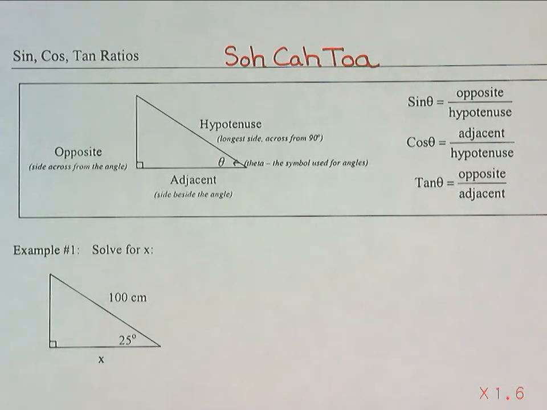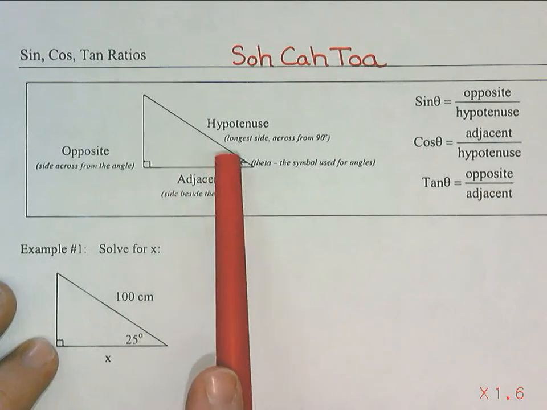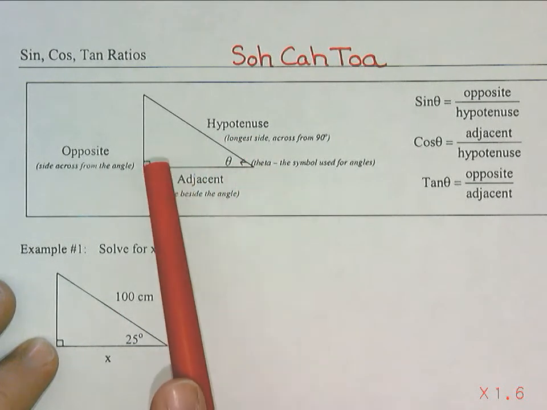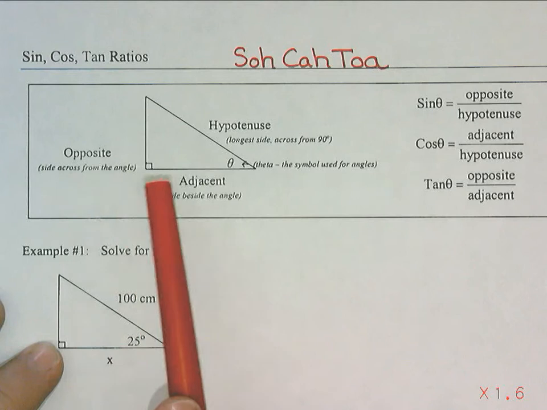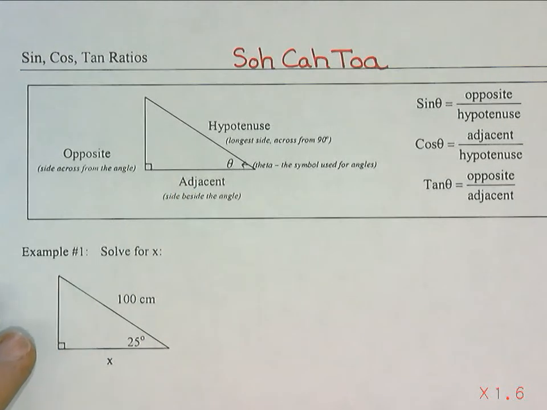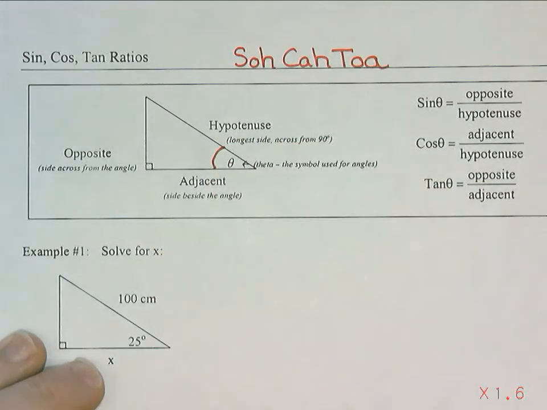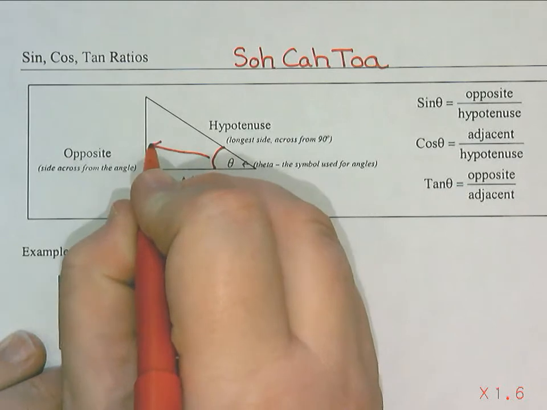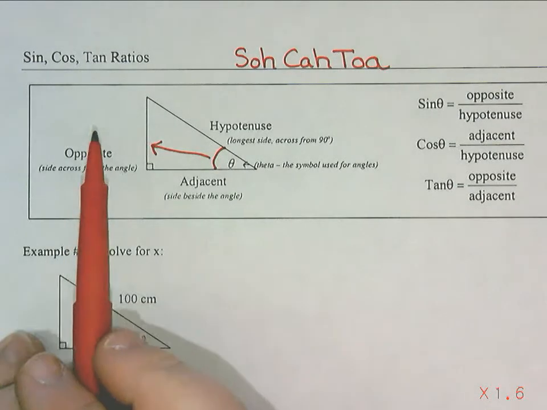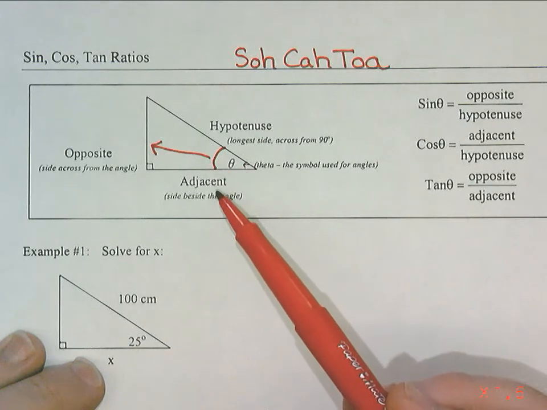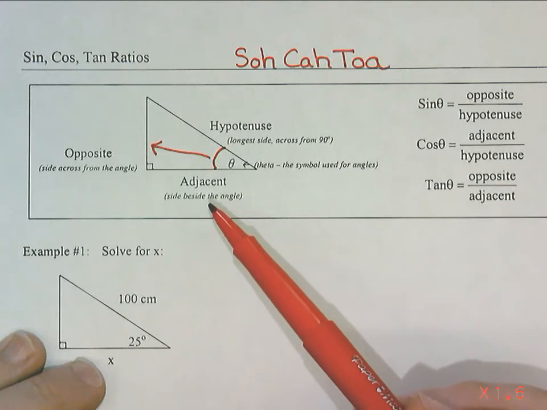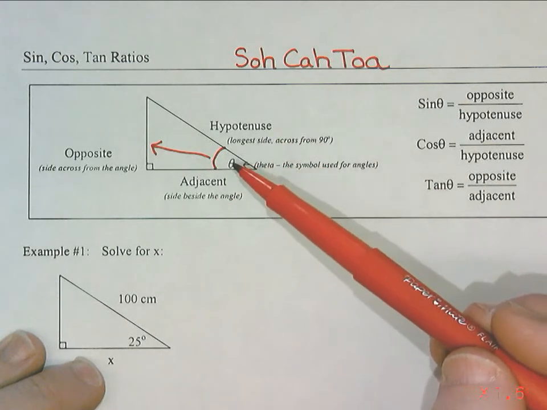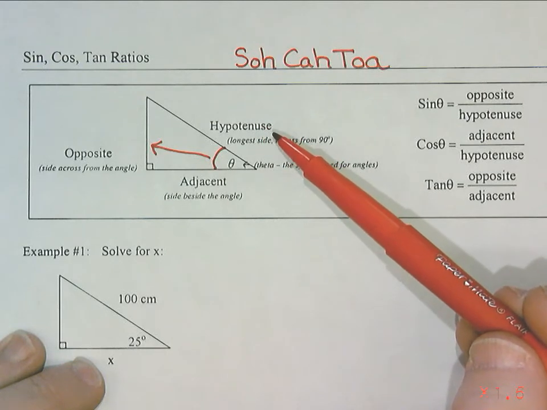Now, we've already talked about the hypotenuse when we did Pythagorean theorem. The hypotenuse is the longest side in the triangle, always located directly across from the 90-degree angle. The opposite and adjacent sides, however, change depending on the angle that you know in the question. If this is the angle that I know, the one across from that angle is the opposite side, and the one beside the angle is the adjacent side. Adjacent is another word for beside. The hypotenuse is also an adjacent side, but it has its own special name.